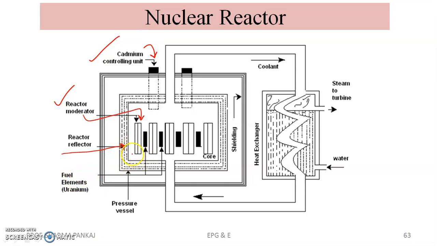Whatever heat is being produced here in this rectangular section is not supposed to go outside from here to here. Otherwise, it will become very dangerous. So there is a shield called the reactor reflector. This is actually reflecting whatever heat is radiating from here back to here. So it is called the reactor reflector.